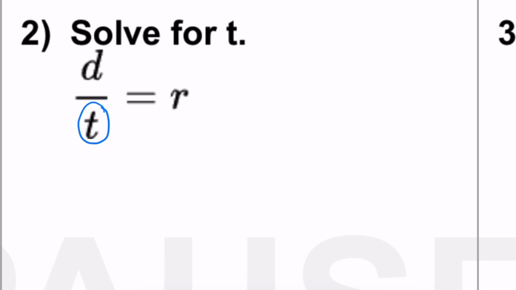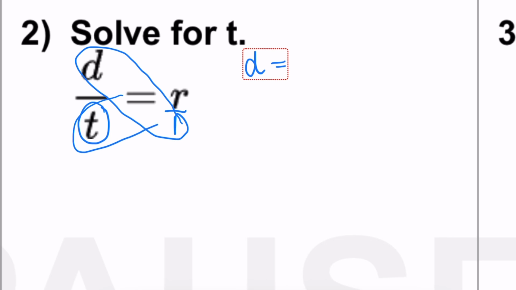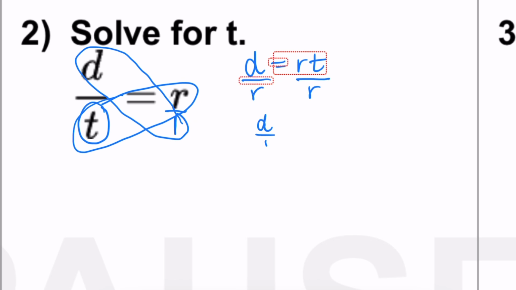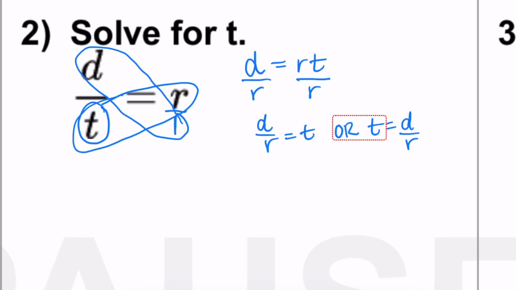For question number 2, we need to solve for t. So we could treat this like a cross multiplication. And so you could say 1 times d is d, and r times t is rt. And to solve for t, you just divide both sides by r, and you're back to d over r is equal to t, or you can write it as t equals d over r. And you're done. Either one works.